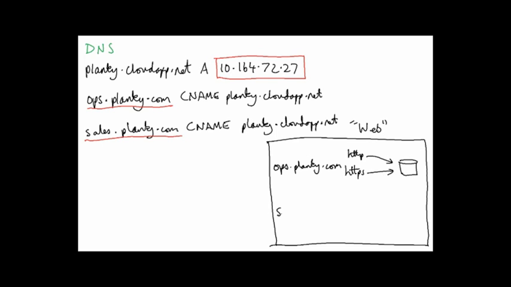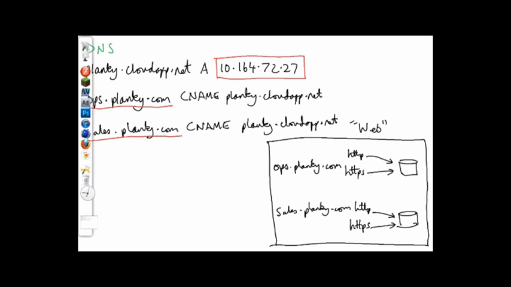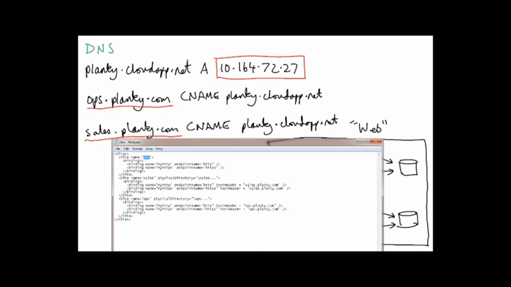Let's have another one, sales.planky.com. That's got its own folder, and let's map also HTTP and HTTPS into the code that runs in that folder. So that looks like it keeps disappearing all over the place. That looks like this. We can see I've got an HTTP and an HTTPS endpoint.